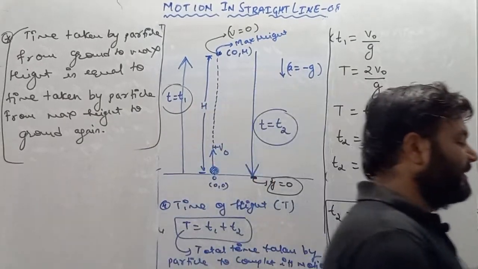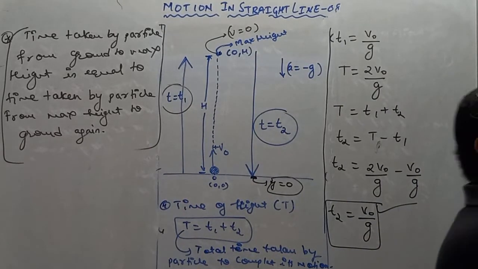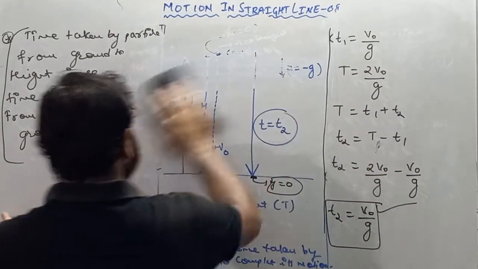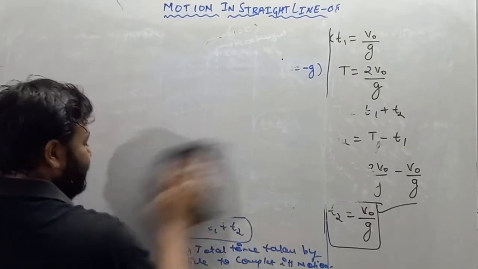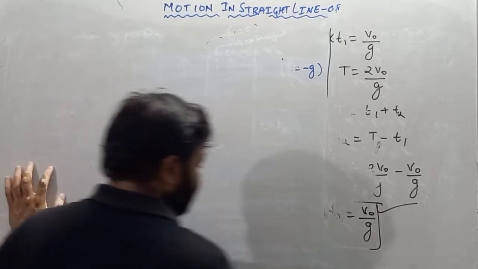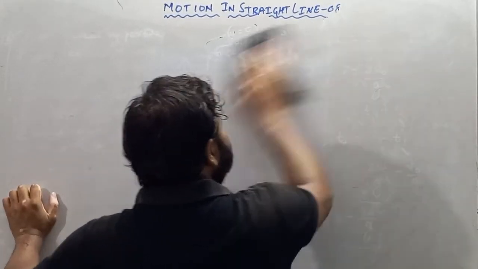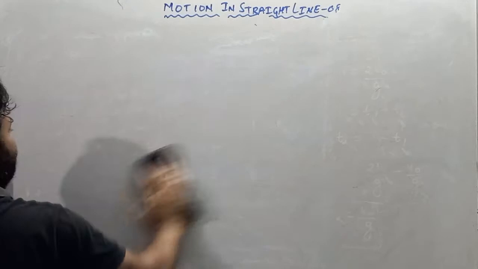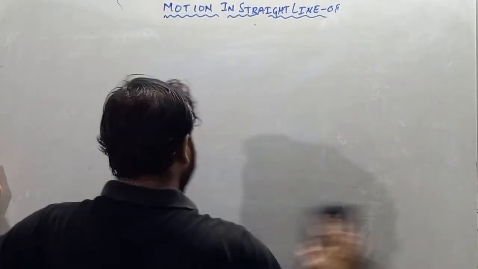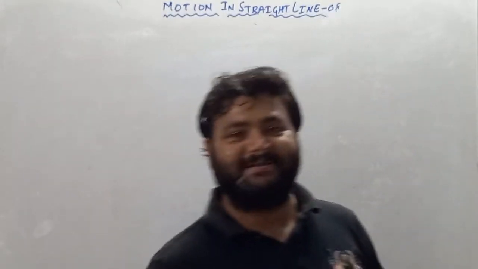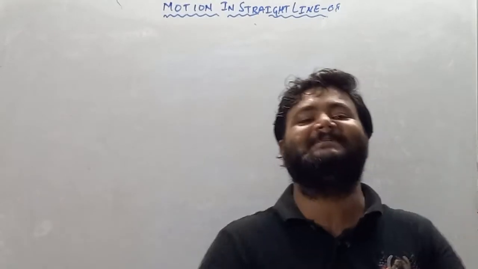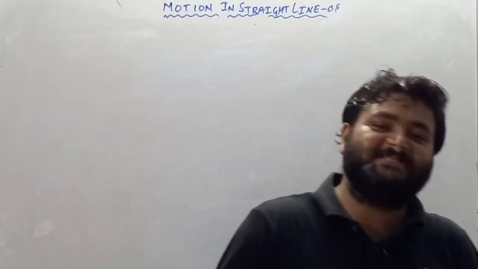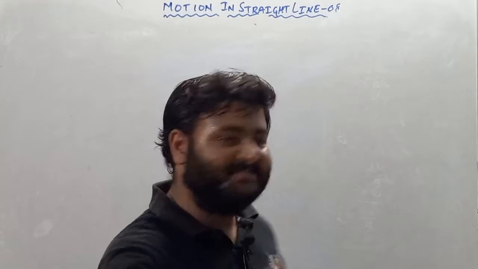Now moving forward to case 2. If a body is dropped from a certain height, write down case 2. Now my dear student, the word drop is there. So if the word drop is there, it means we are not giving any velocity to the particle. In that situation, the initial velocity is considered to be 0.